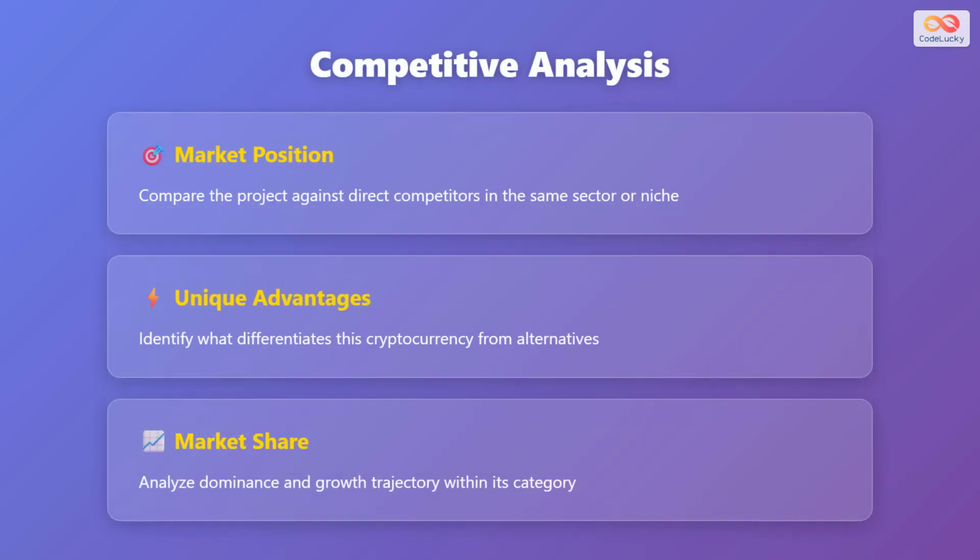No cryptocurrency exists in isolation. Compare the project against its direct competitors in the same sector or niche to understand its market position. Identify what unique advantages this cryptocurrency offers. Does it have better technology, lower fees, faster transactions, or a stronger community than alternatives? Analyze its market share and growth trajectory within its category. Is it gaining ground on competitors, or is it falling behind? Understanding the competitive landscape helps you assess whether a project has long-term viability in an increasingly crowded market.